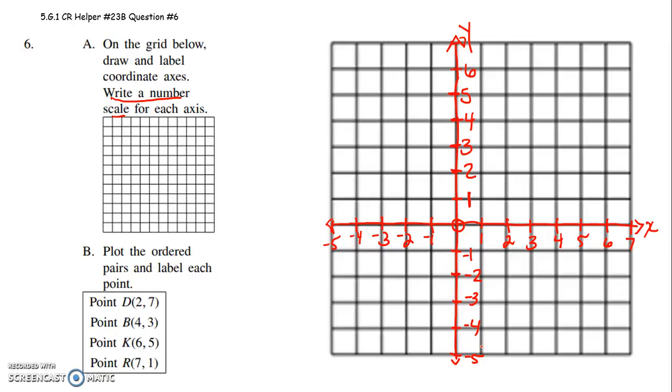Plot the ordered pairs and label each point. Okay, point D is 2, 7. So you'd start at 0, 0. You'd move 2 right and 7 up. So that's letter D, 2, 7.